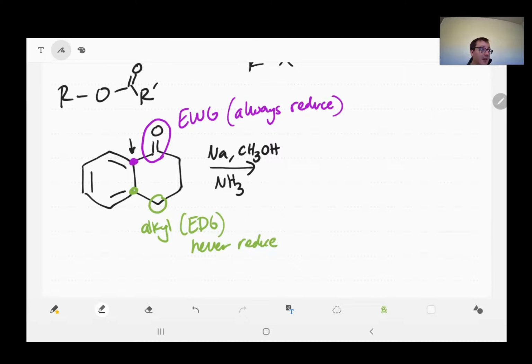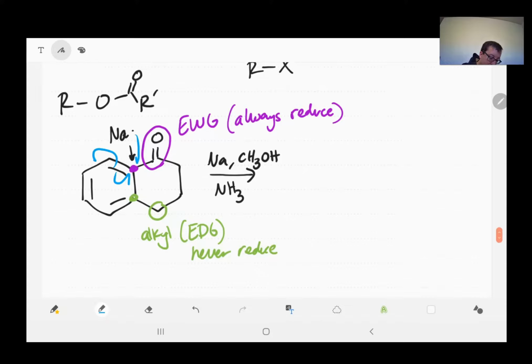If it attacks there, if we want to draw the mechanism, see, it's going to attack there, form our lone pair there, and we're going to get our radical on the other side of the molecule. And then we have multiple protonation steps.